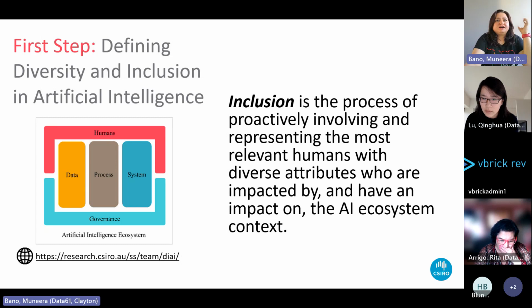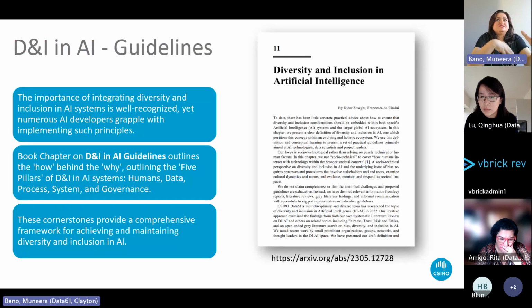So once we have a clear understanding of what we mean by these and what these 5 pillars represent, if anyone wants details, we are short on time here, but all the details are available in this book chapter.